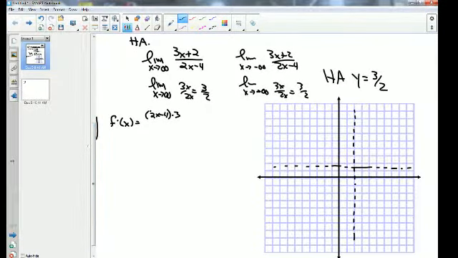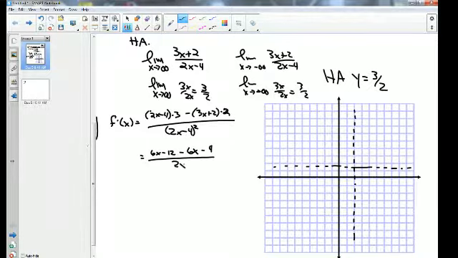Okay, low d high minus high d low over the low squared. 3x plus 2 times 2 over 2x minus 4 squared. Okay. Simplify it. So 3 minus 3x. Why is that negative? Negative distributed.